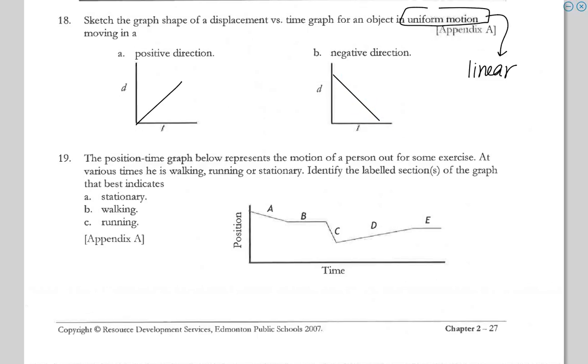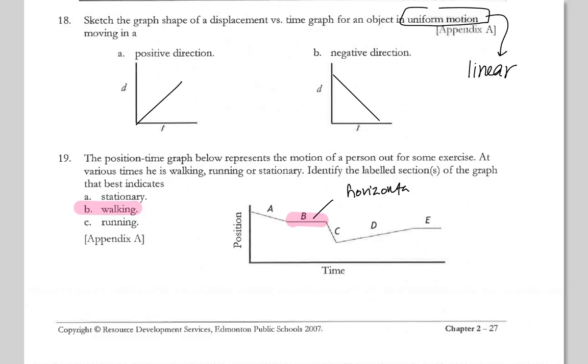Okay. Now, you probably took this in Math 10. There's a graphing unit in that. So let's take a look. Where is this person stationary? Because the line is flat or horizontal. This is called constant. Constant speed. Because the position versus time is not changing.